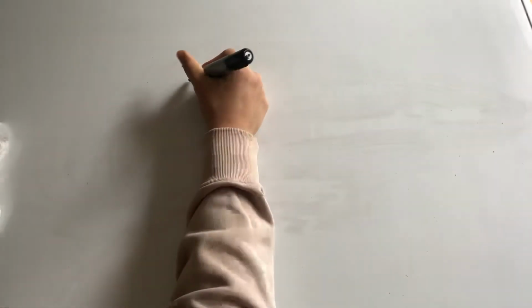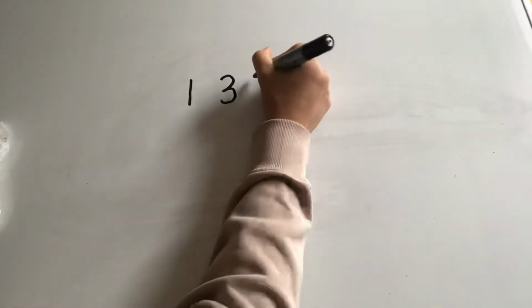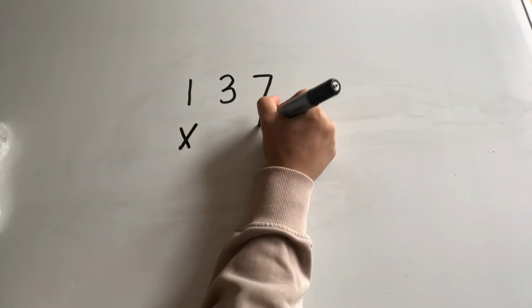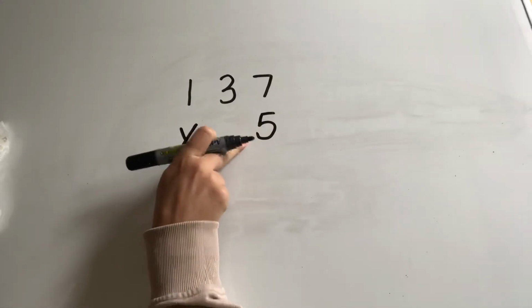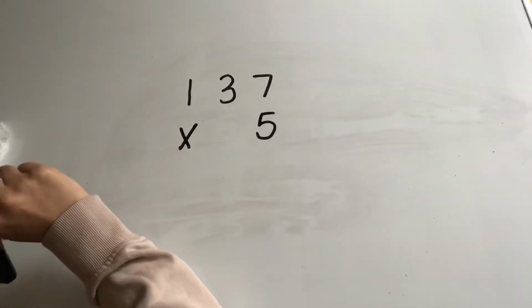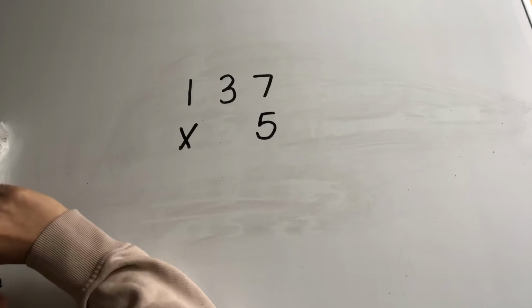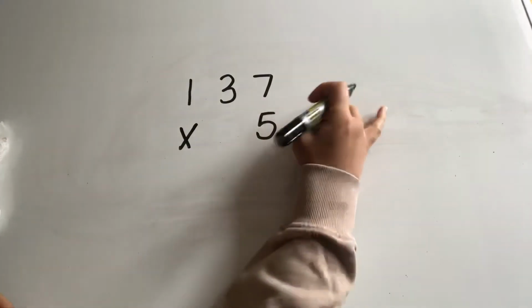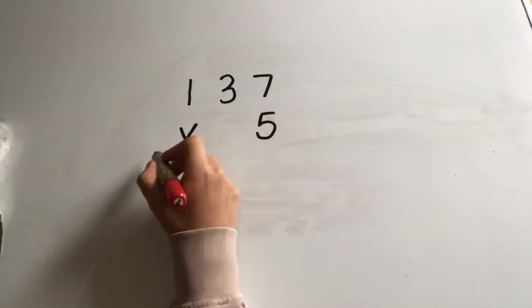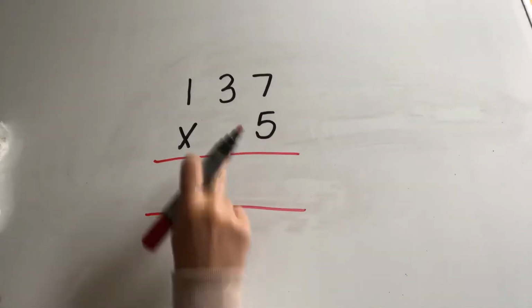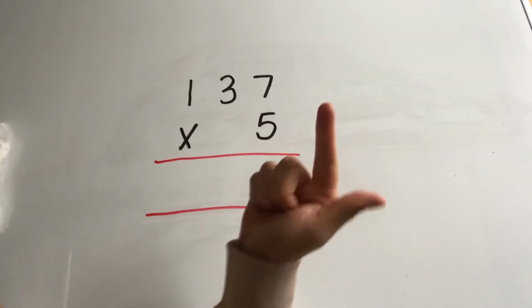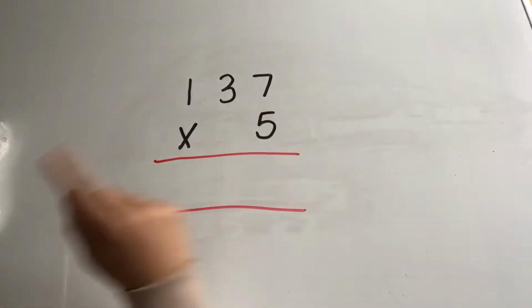Let's try a 3-digit problem now. We're still going to be only solving by 1-digit numbers though. So 137 multiplied by 5. So our 5, because it's in the ones column, is still lined up with our 7 from our top number, okay? So really important that our larger number goes on top and our smaller number is on the bottom. So begin 5 groups of 7. So 5, 10, 15, 20, 25, 30, 35.